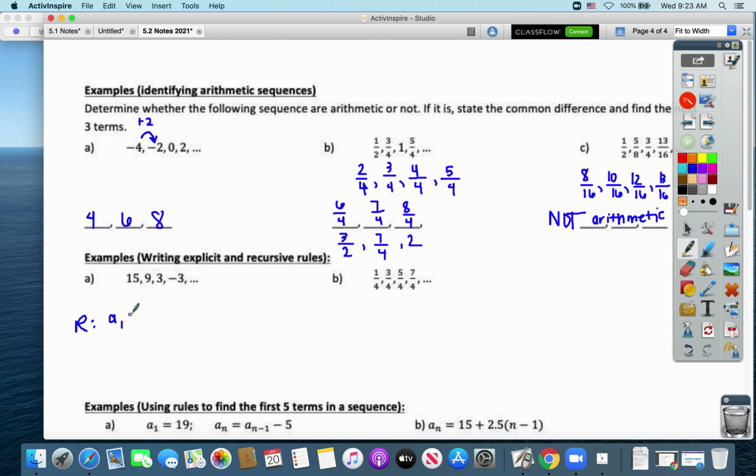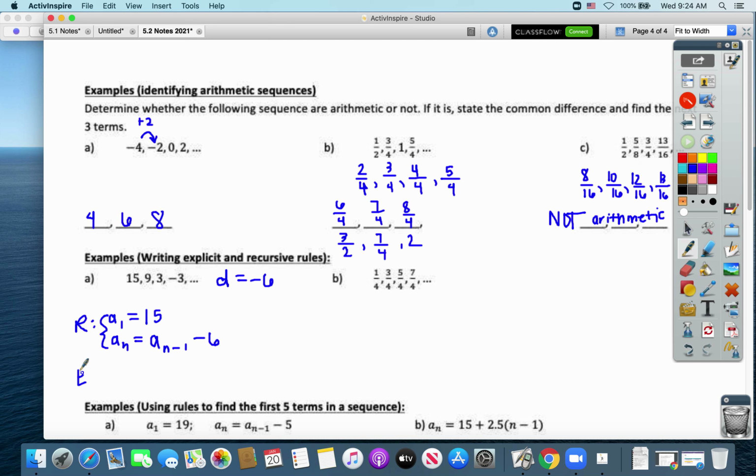the first term is 15, and then a sub n equals a sub n minus 1. We need to plug in the common difference. So we go from 15 to 9 to 3 to -3. So we can figure out each time we are subtracting 6. So d equals -6. So we would plug in -6 for our common difference. And this whole thing is our recursive rule. We need both of those parts together.